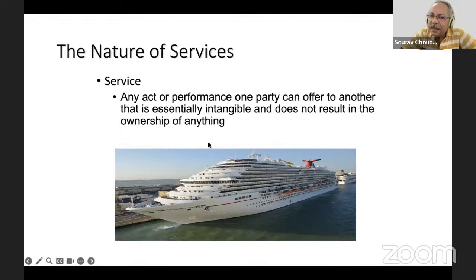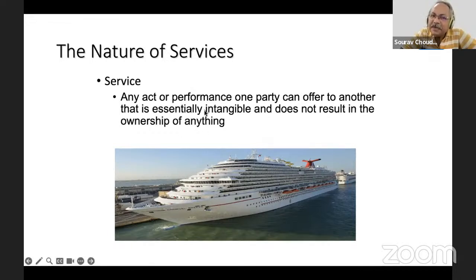आपने कार गैराज में कार का सर्विसिंग करवाया. Did he transfer that servicing to you? Did you store it somewhere? No. He has not given you ownership of that service, right?